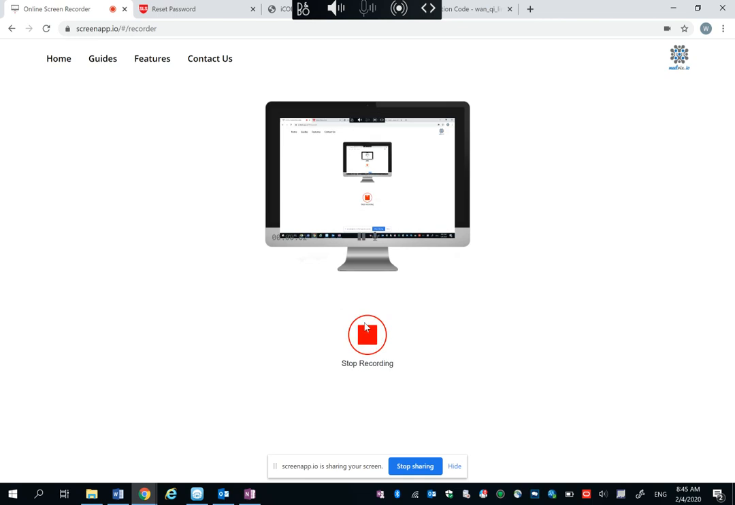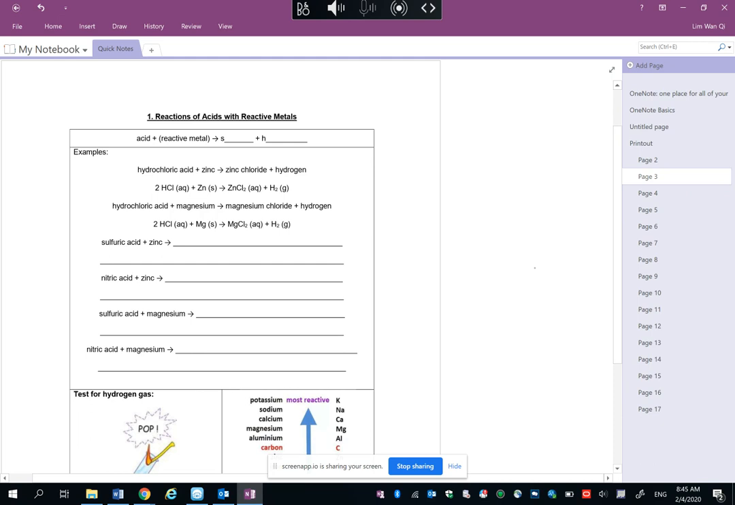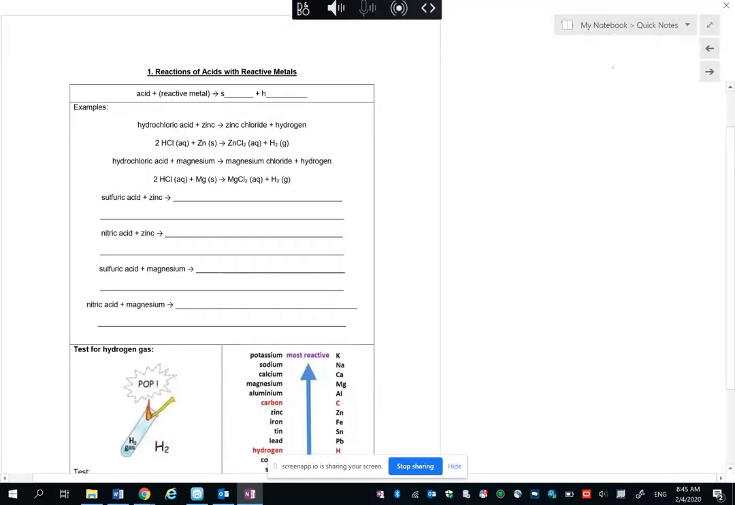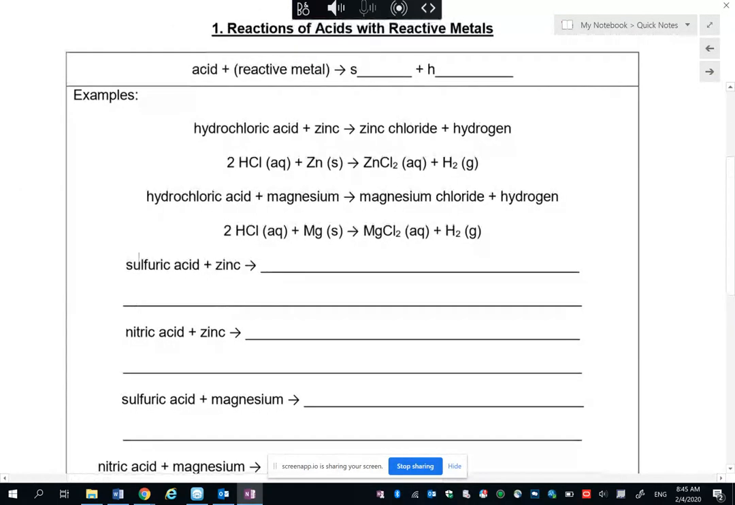Okay, we're gonna run through part 1 of how to do chemical equations and also review exercise 1. Okay, so you have acid plus reactive metal gives you salt plus hydrogen gas. Okay, so sulfuric acid plus zinc will give you the salt zinc sulfate. And because it is metal plus acid, it will give you hydrogen gas.